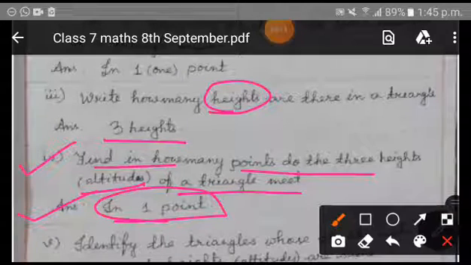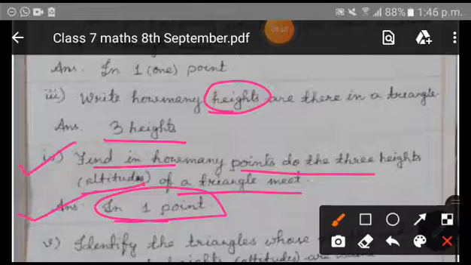What is the name of that point? Just before we have studied that it is called the orthocenter, where the perpendiculars, the heights or the altitudes of the triangle meet. That point is called the orthocenter of the triangle.